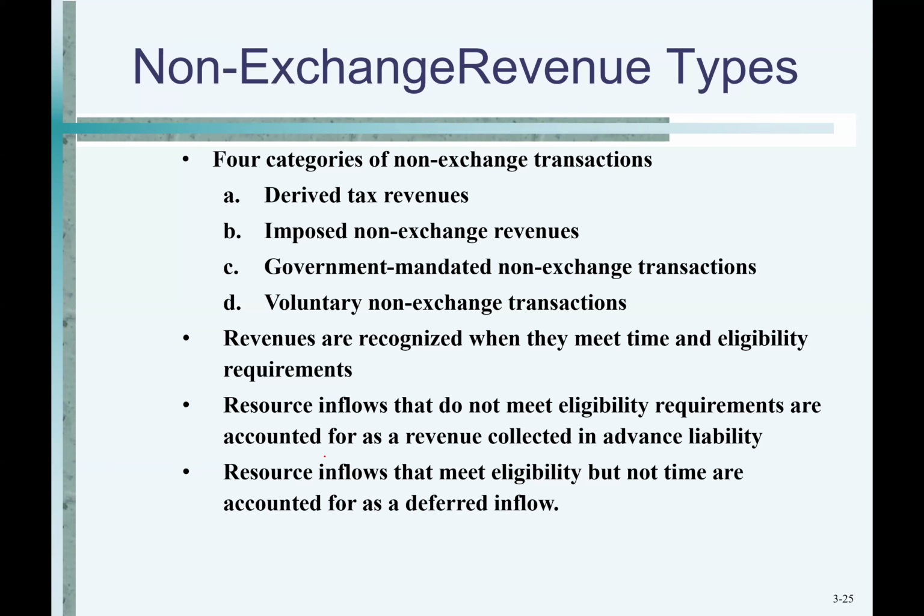Now, what happens is governments have to meet eligibility and time requirements in order to recognize something as a revenue, generally across the categories. Eligibility means, is the government even entitled to that revenue? Now, for the derived and the imposed non-exchange, we're going to see that eligibility is not an issue.